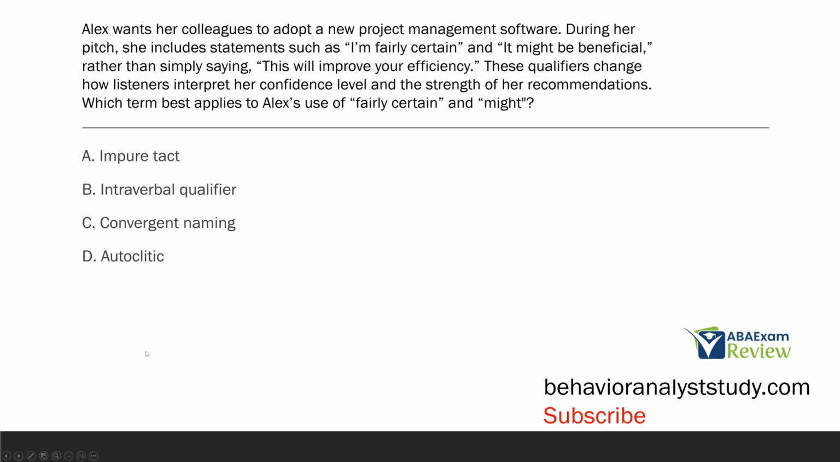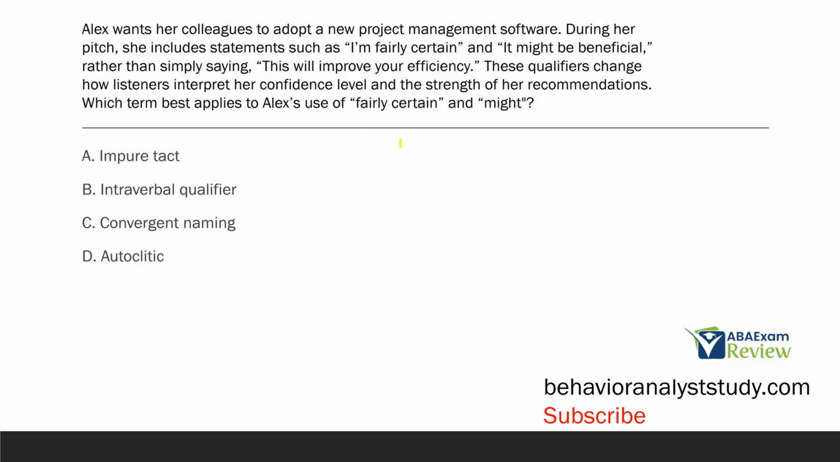Alex wants her colleagues to adopt a new project management software. During her pitch, she includes statements such as, I'm fairly certain, and it might be beneficial, rather than simply saying, this will improve your efficiency. These qualifiers change how listeners interpret her confidence level and the strength of her recommendations. Which term best applies to Alex's use of fairly certain and might?